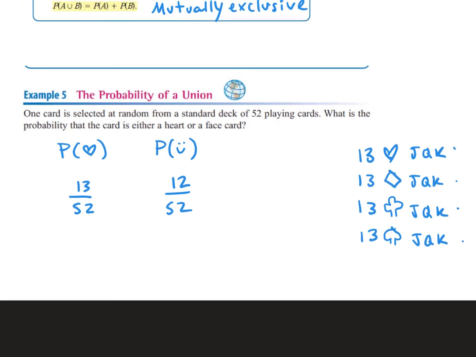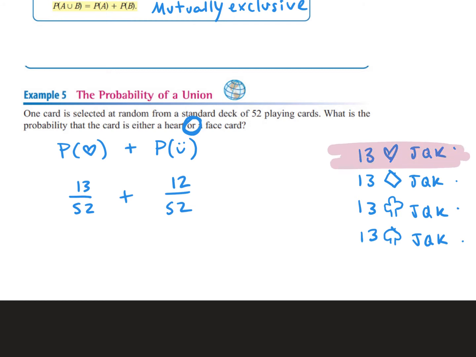Are we finding the probability of one or the other, or the probability of hearts and face cards? Does it say or and in our problem? Or, so we add them. However, here we need to check if we have some overlapping going on or if these are mutually exclusive events. Do we have any cards that are both hearts and have faces? Yeah, 3. So we have overlapping here with these 3.